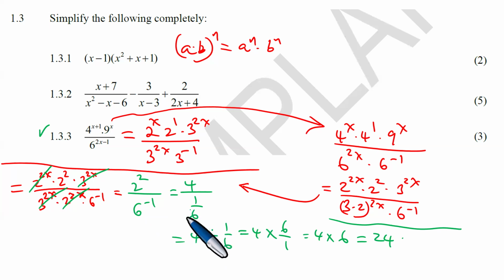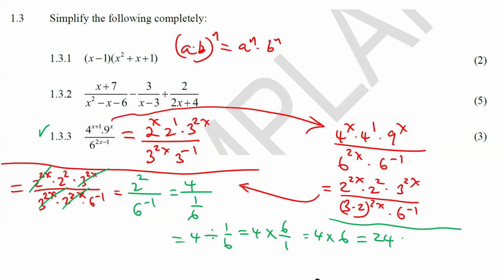But now, if you say 4 divided by 1 over 6, you can write it like this. It's 4 divided by 1 over 6, which is the same as 4 times 6 over 1. Get 24. Okay. And that's the answer to the question. That's the answer. So we continue.